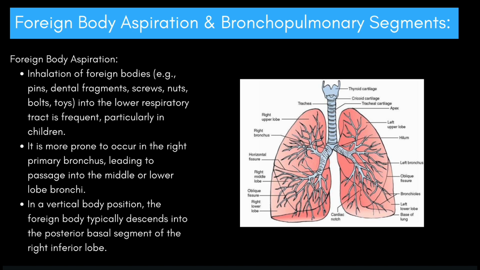This frequently occurs in children, and it is more prone to occur in the right primary bronchus, which leads to passage into the middle or lower lobe bronchi. In a vertical body position, the foreign body typically descends into the posterior basal segment of the right inferior lobe. Let's go ahead and take a look at the bronchopulmonary segments now.